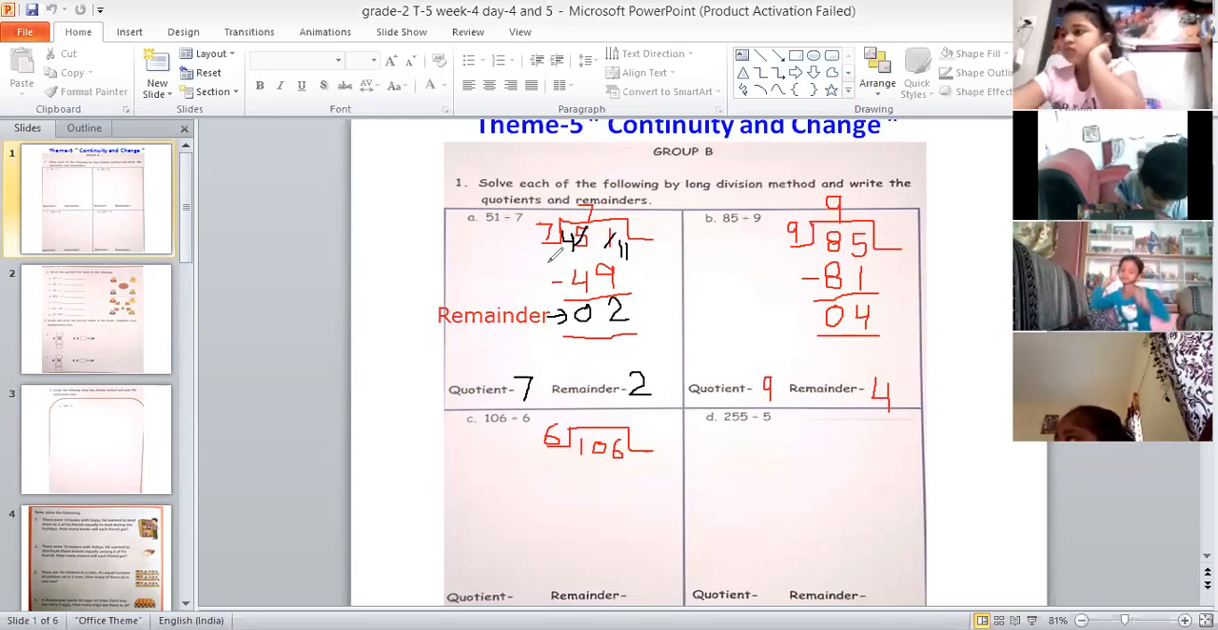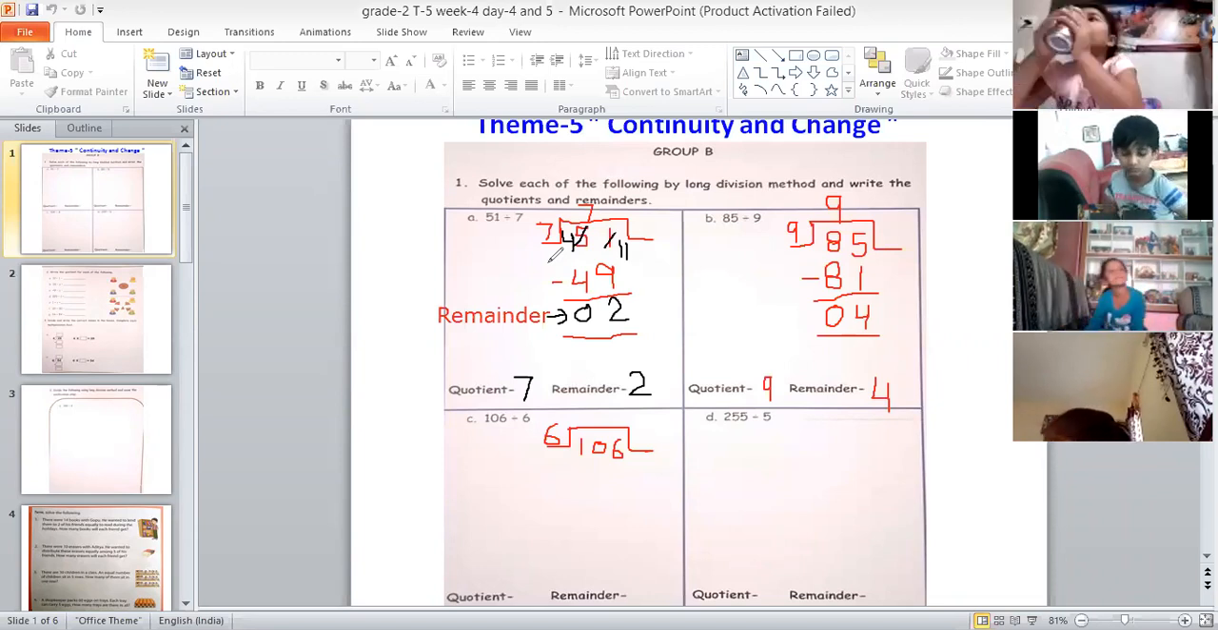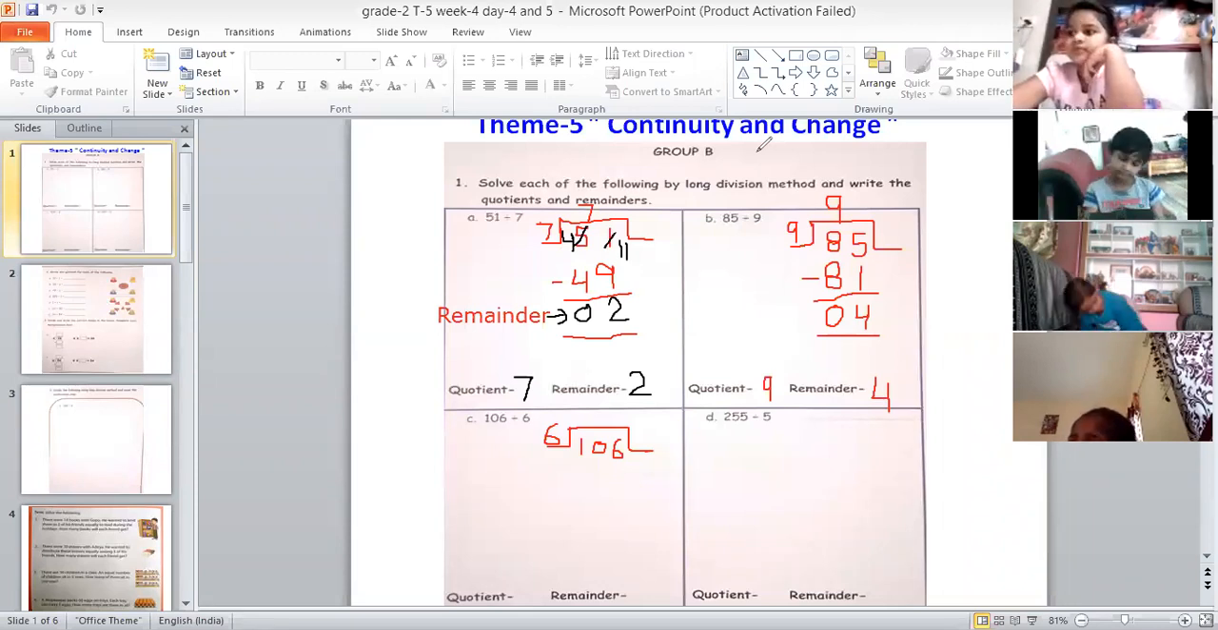But can we think of a number in the 6 table which is smaller than 10 and nearest to 10? Yes or no, Krishika? Yes, ma'am. Yes. Tell me. Okay, fine. So we have to think of a number here in the 6 table.